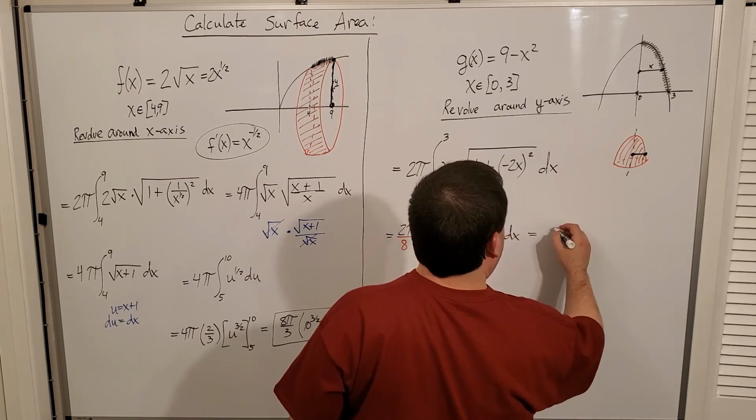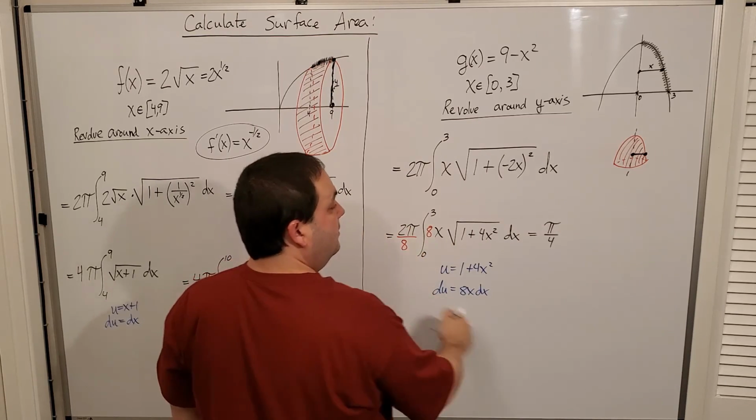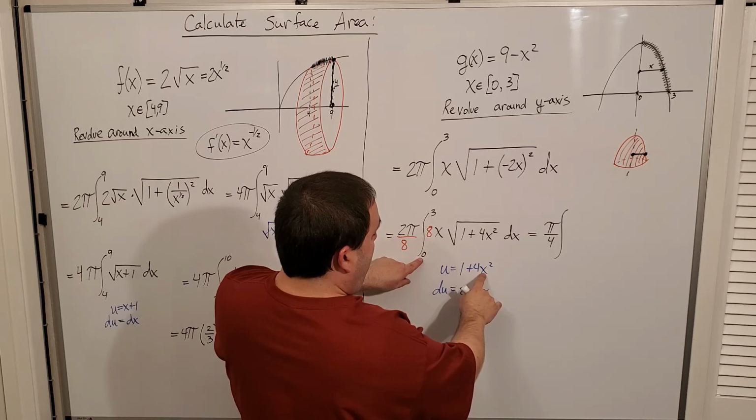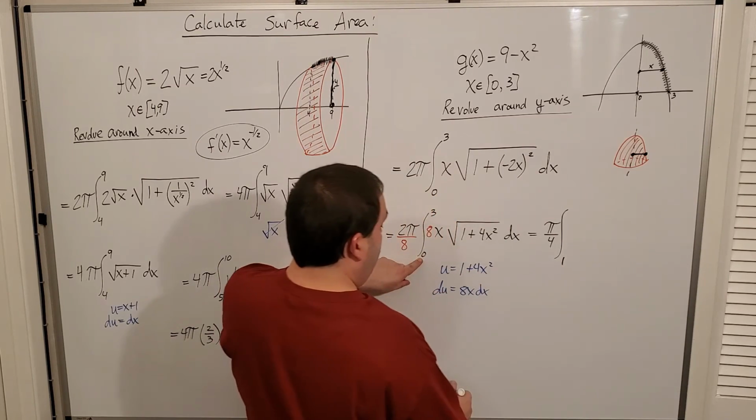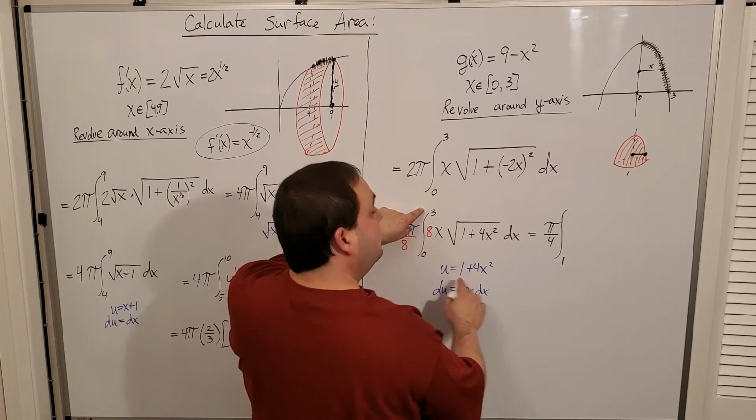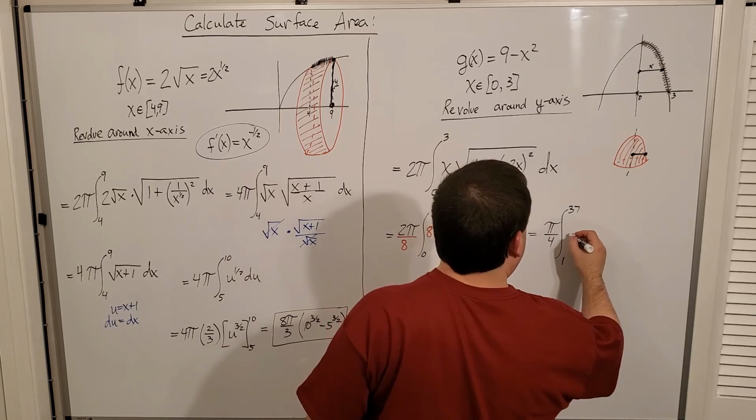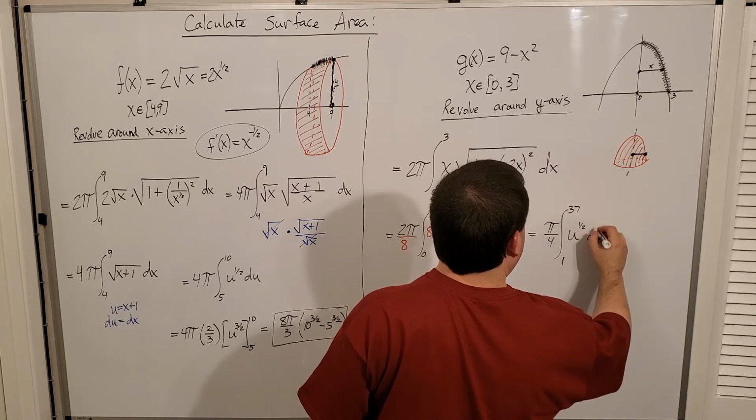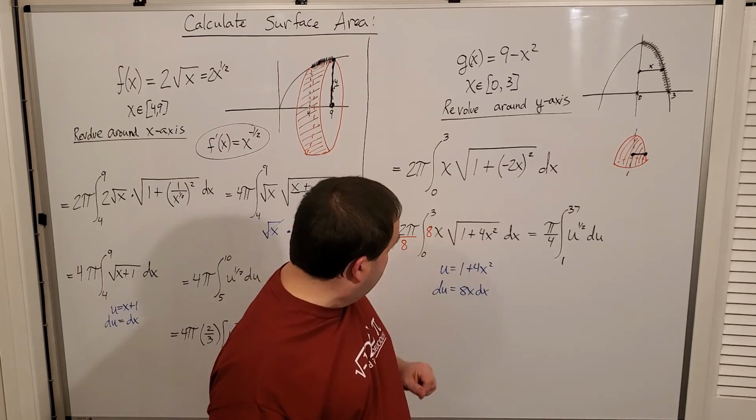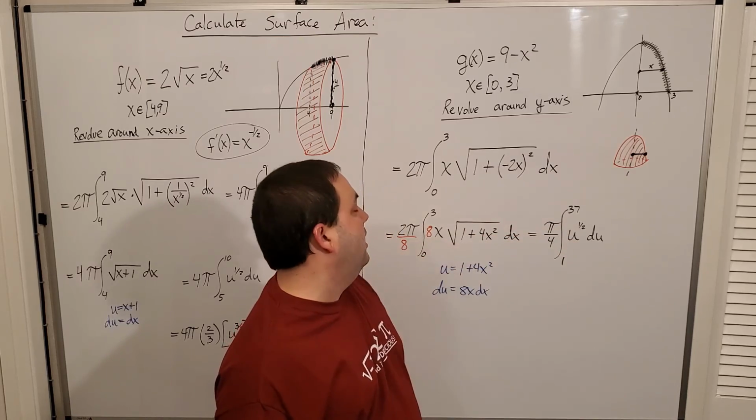And then I can rewrite this in terms of u. So 2 pi over 8 reduces to pi over 4, right? That's this. Integral, when x is 0, u is 1. And when x is 3, 4 times 9 is 36, plus 1 is 37. And then I have u to the 1/2 du. Because my du is the 8x dx, and then I have the u taking the place of this. Square root is the 1/2 power.